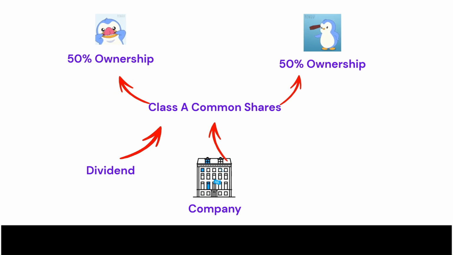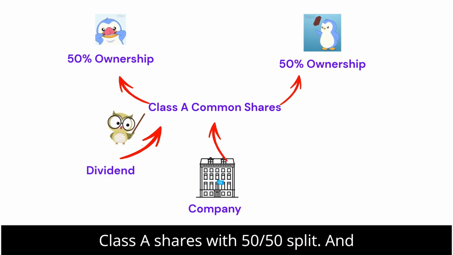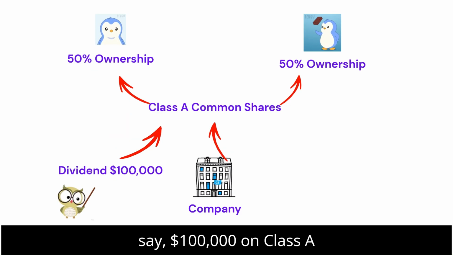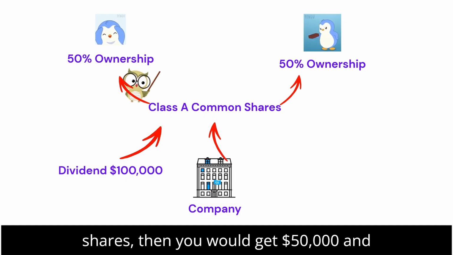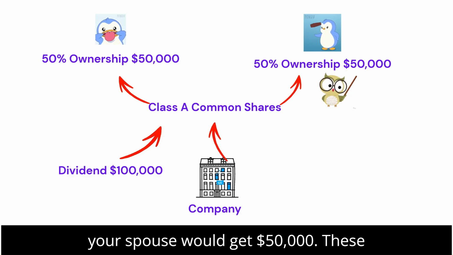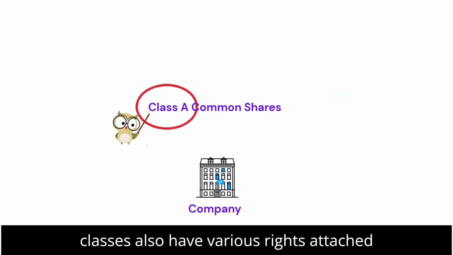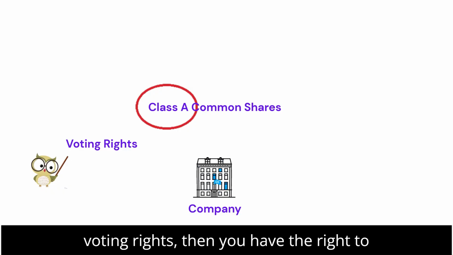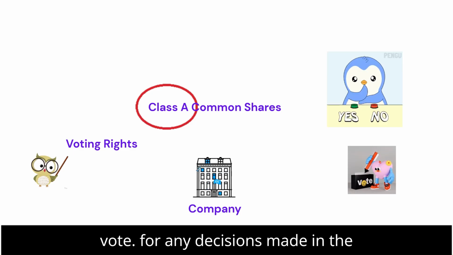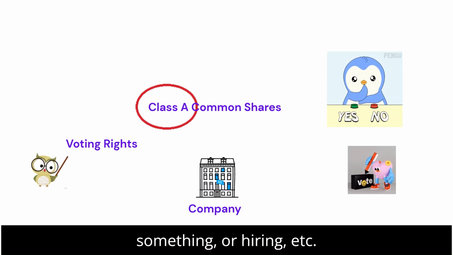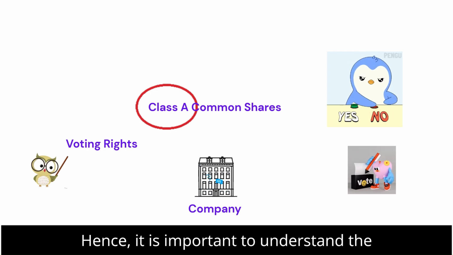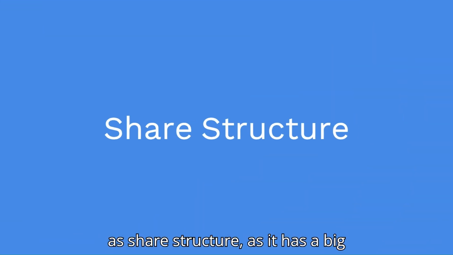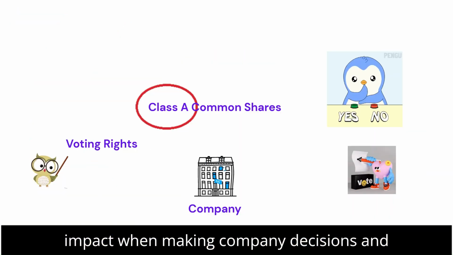you and your spouse. So let's say you and your spouse own Class A shares with a 50/50 split, and the company declares a dividend of, say, $100,000 on Class A shares. Then you would get $50,000, and your spouse would get $50,000. These classes also have various rights attached to them, like voting rights. So let's say you have Class A shares which have voting rights, then you have the right to vote for any decisions made in the company, like a big investment, or selling something, or hiring, etc. Hence, it is important to understand the rights and split of shares, also called share structure, as it has a big impact when making company decisions and getting paid.